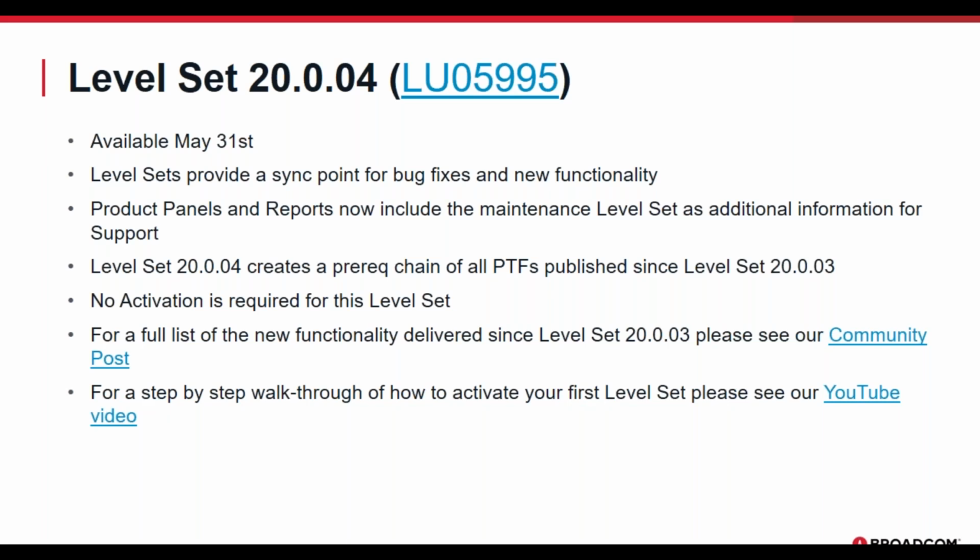Our product panels and reports do take advantage of the additional maintenance level in the version string, so it's nice to see also from a level 1 support perspective when you call in to get support help. It helps them to know, when you have a level set applied, say level set 20.0.03, that you have all the maintenance prior to that, and it makes it an easier starting point for knowing where you're at.